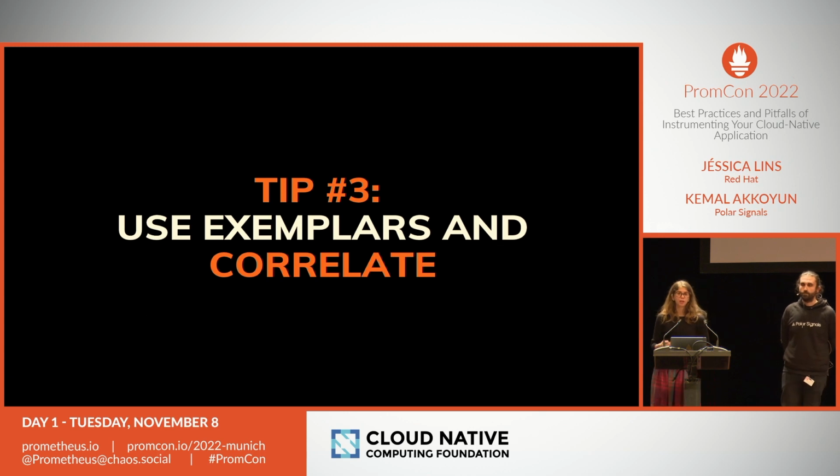And yeah, our third tip is to use exemplars and correlate. Exemplars are a really nice way to correlate your metrics with traces, for example. With exemplars, you add this extra label with a trace ID, let's say, if you have a tracing system. And then with that, you can correlate this metric with all the observability data.